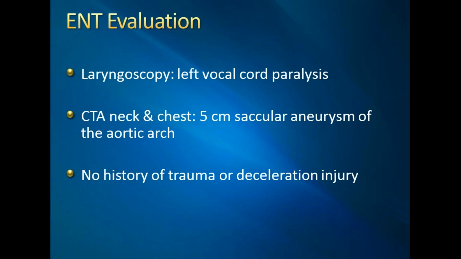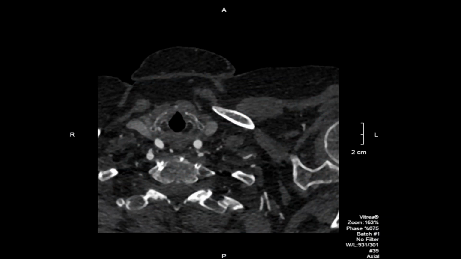From there, she was referred to ENT, who did a direct laryngoscopy and noted left vocal cord paralysis. The ENT actually thought that this was malignancy, so obtained a CT scan of the neck and upper chest, and was surprised to find an aortic arch aneurysm that was causing this. Further history took place, and the patient denied any history of trauma or deceleration injury.